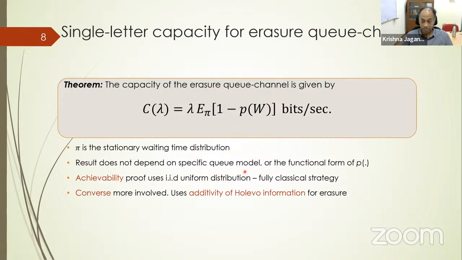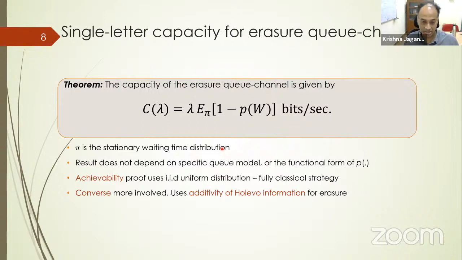Results do not depend on the specific Q model. I am not assuming any MM or MG or any such thing. What is required for the result to work is that this Q have a stationary distribution W. So the waiting time should converge in distribution to some pi, and the expectation is over the stationary distribution. So there should be a stationary waiting time distribution, number one, and Q should satisfy ergodicity, so time averages should converge to ensemble averages. These are the only requirements. So for any ergodic stationary Q channel, you have this capacity theorem.